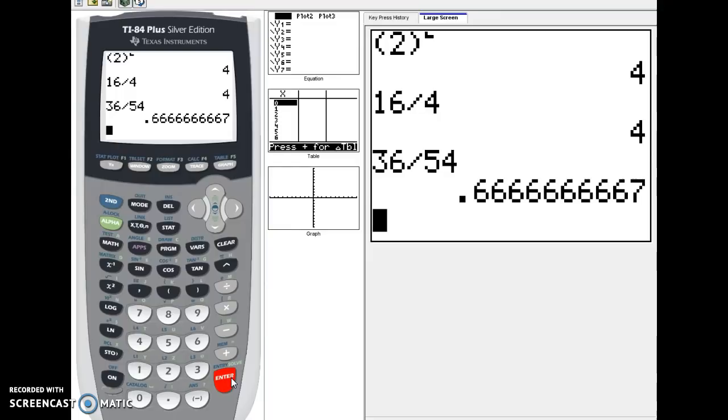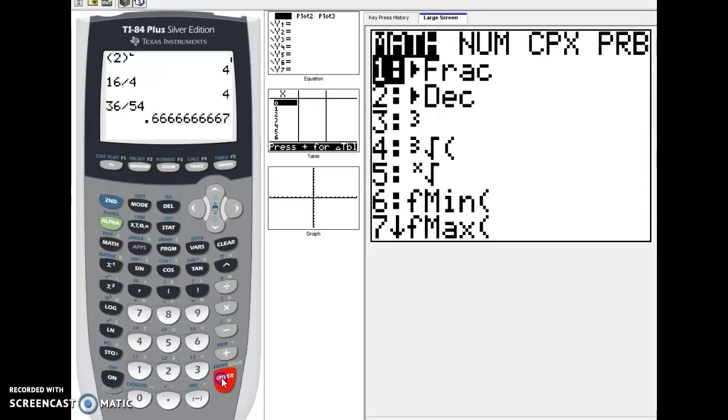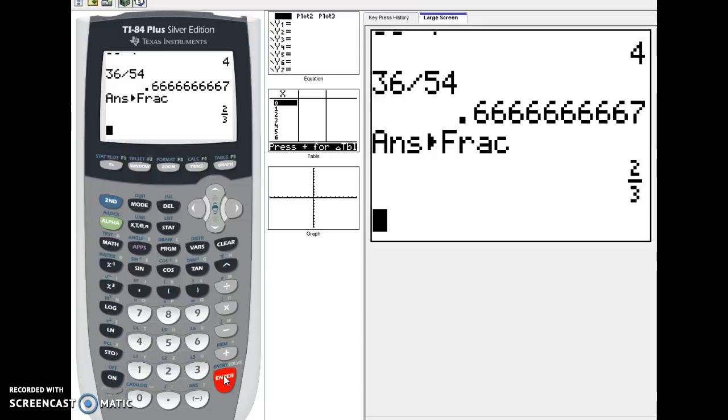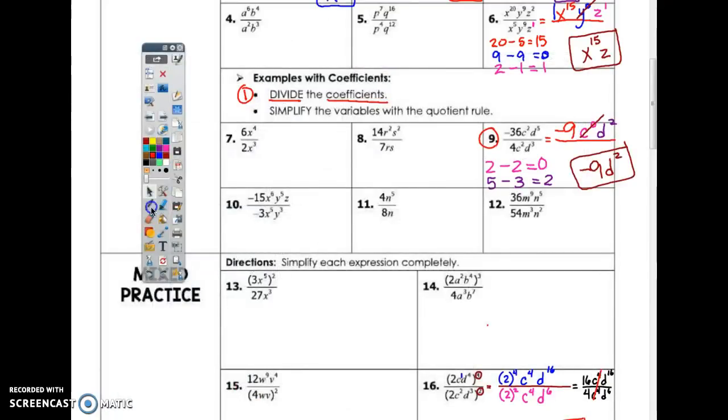So look. If it gives you a decimal, you press math, enter, enter, so that it can give you the fraction. Okay? No decimals. Fraction. So we're going to put 2/3. So right here I have 2/3. And then you do the exponents. 9 minus 3, 6. And 5 minus 2, 3. Okay? So it's going to be a fraction, 2/3.